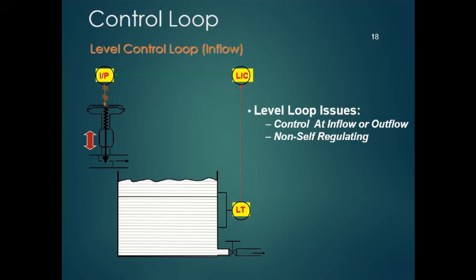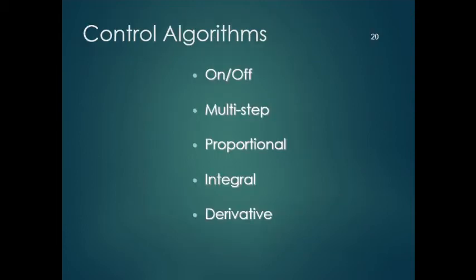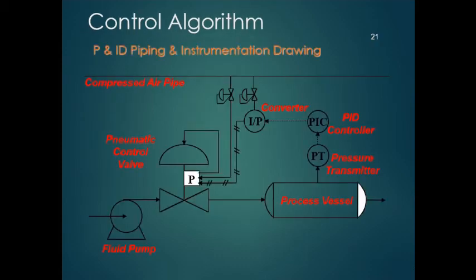Single loop controllers, when made multi-stage controllers, become cascade controllers. So in a very big process industry, you will find many cascade controllers. Control algorithms are the on-off controller, multi-step controller and PID controllers. How these are selected is through the control algorithms.